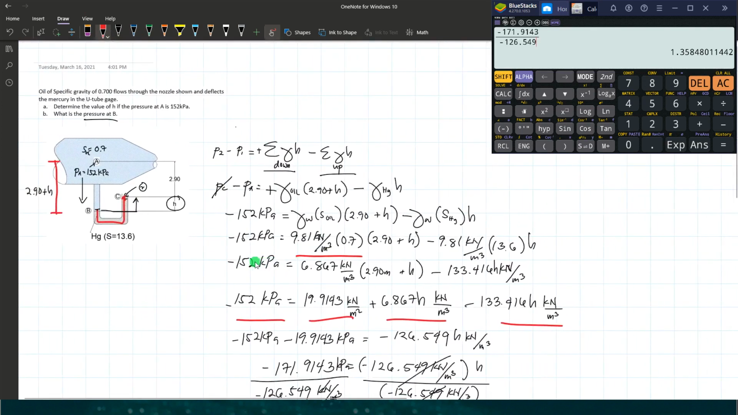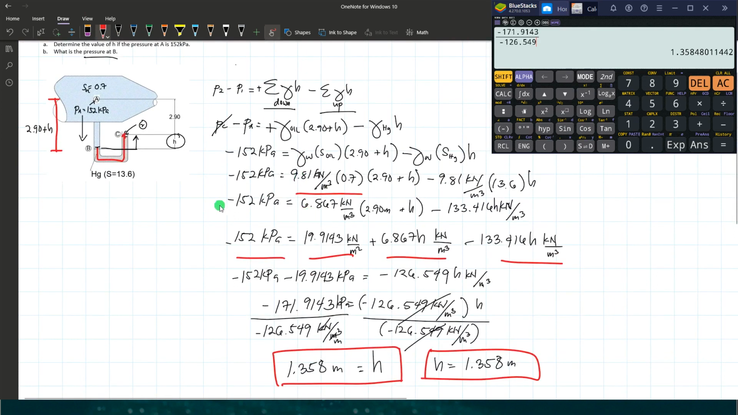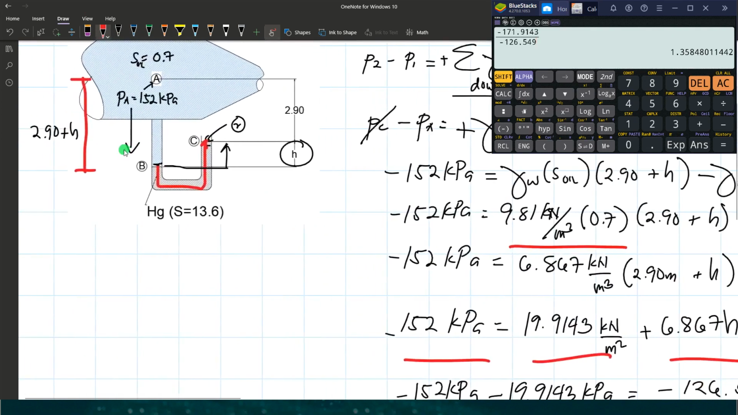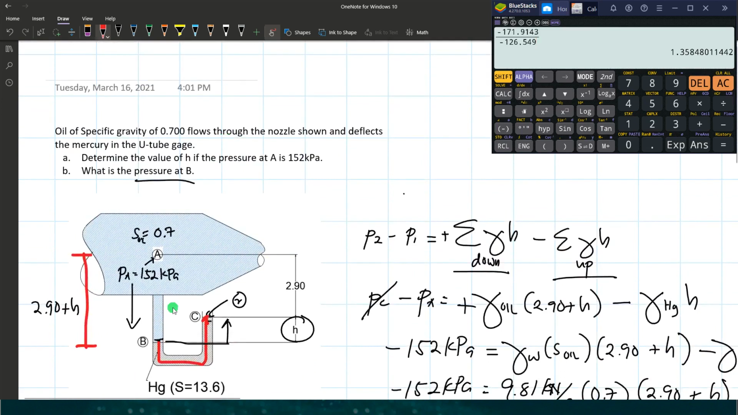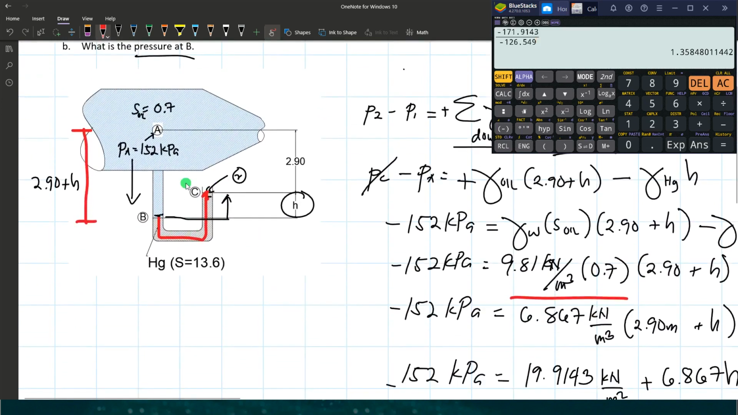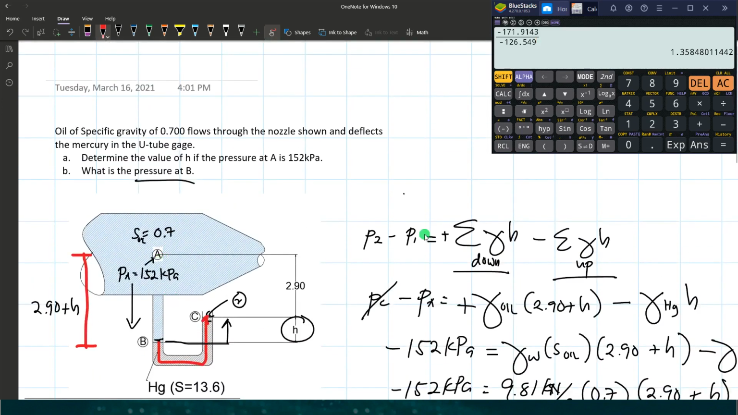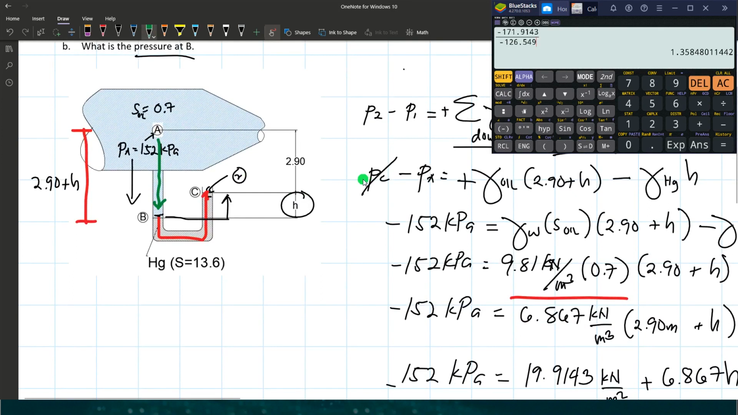For letter B, what is the pressure at point B? Okay, what's the pressure at point B? So from point A to point B only. So from point A to point B, we can determine the pressure at point B. So let me rewrite here. Pressure difference general equation. If our endpoint is at point B, we have PB minus PA equals the sum of the product of unit weight and height.